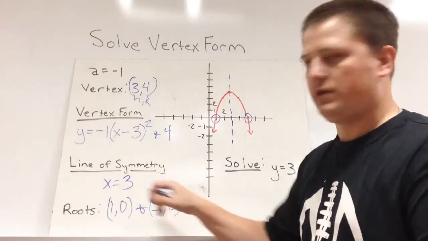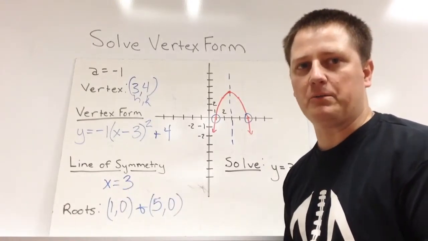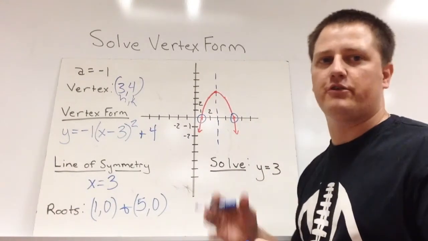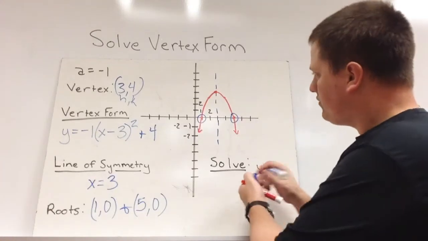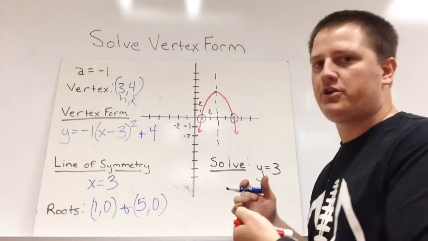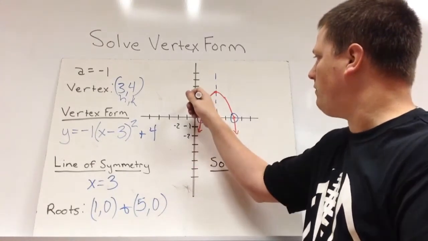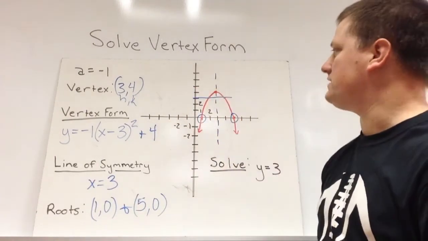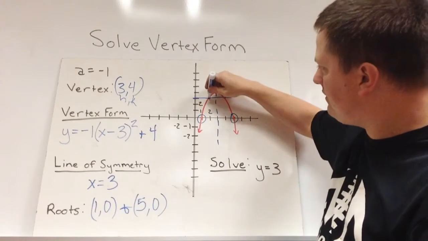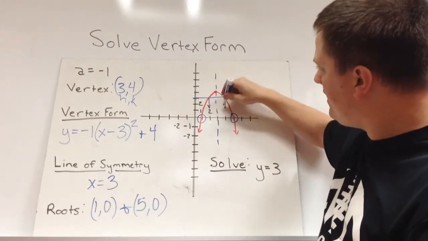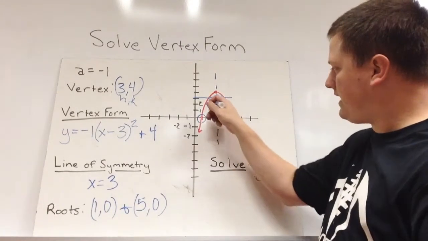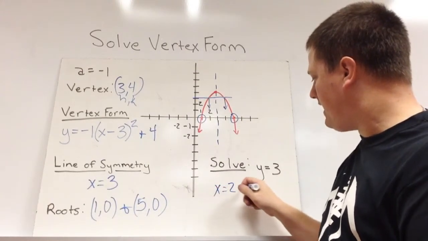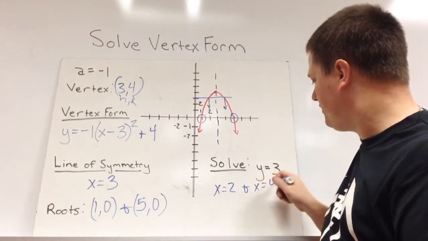Notice with the roots, a 0 in our y value. Last thing we can do is we can solve. We can also find x values, but we can solve. So if y is 3, what we would do is we would go up to 3 on the y-axis, and we would just find out where it crosses. So this one crosses twice. Then we would go down and find our x values. Looks like it is at x equals 2 and at x equals 4.